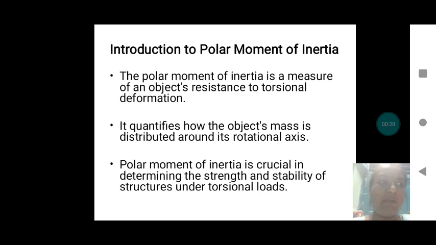Introduction to polar moment of inertia. The polar moment of inertia is a measure of an object's resistance to torsional deformation. It quantifies how the object's mass is distributed around its rotational axis. Polar moment of inertia is crucial in determining the strength and stability of structures under torsional loads.